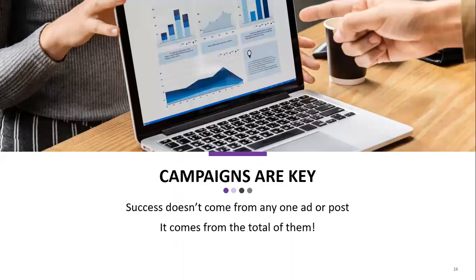Now, the third part is campaigns are key. So in this section, I'm going to be showing you actual lead generation campaigns, the things that are producing the kind of results that I'm showing. What I found from experience is that success doesn't come from any one post or any one ad. It comes from the sum total of them. I have people tell me all the time, they'll say, Kevin, can you just set up one ad or one Facebook ad for me? And what they don't realize is that one ad isn't what's generating the success. It's the sum total of things. So let's break that down.